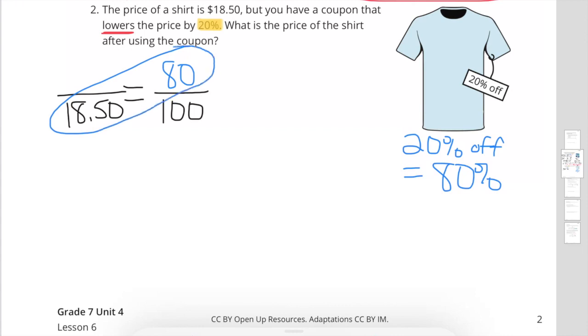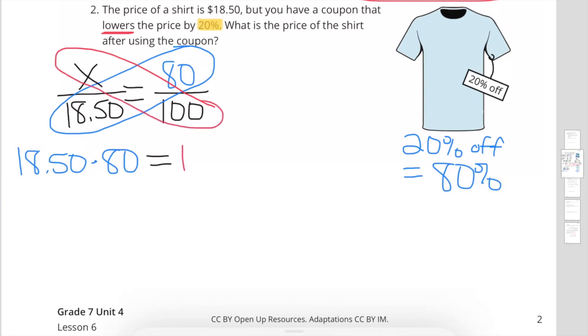80 times $18.50, and here's our unknown. $18.50 times 80, and I want to set that equal to 100 times x. That leaves me with $18.50 times 80, which gives me 1,480. And we still have to keep it equal because it's like a balance. So 100 times x just simplifies to 100x.